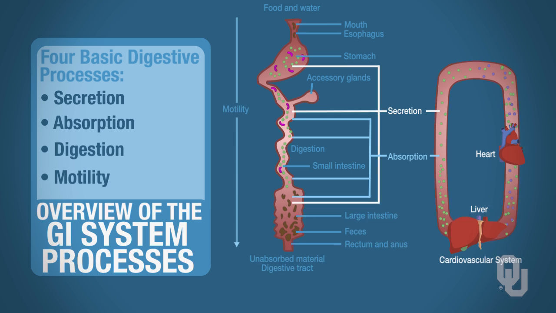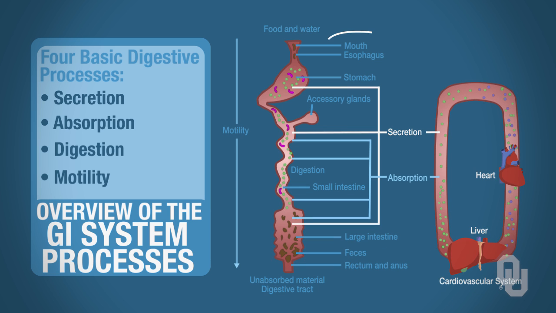So when we look at this diagram, let's orient ourselves first. And so the mouth, you can see where that is located, and the rectum and the anus. So basically you're looking at the GI tract from the mouth all the way to the anus.